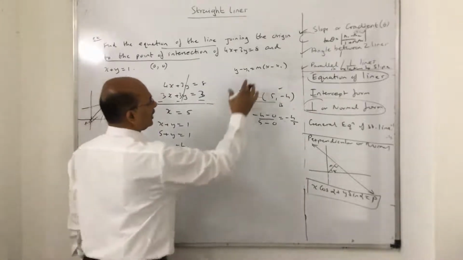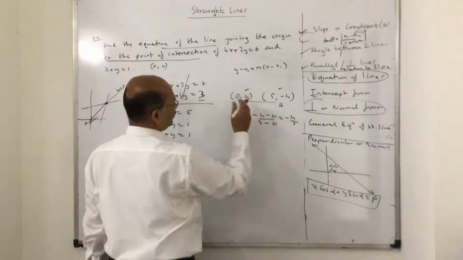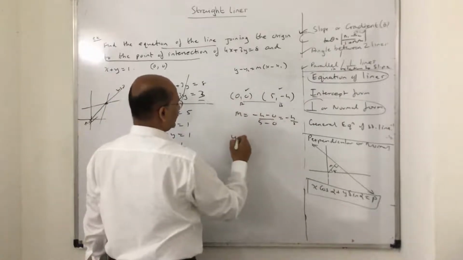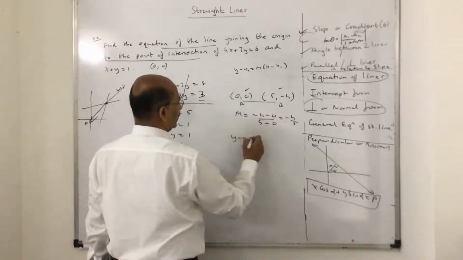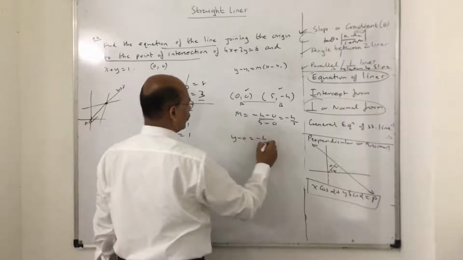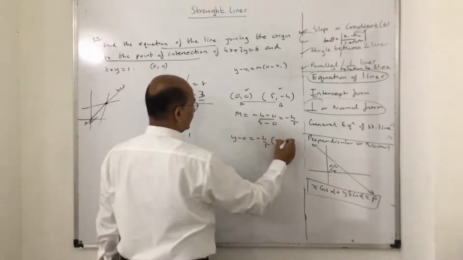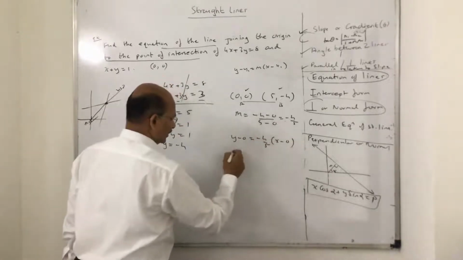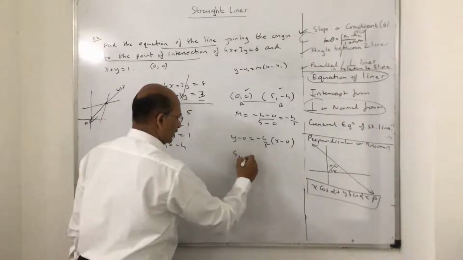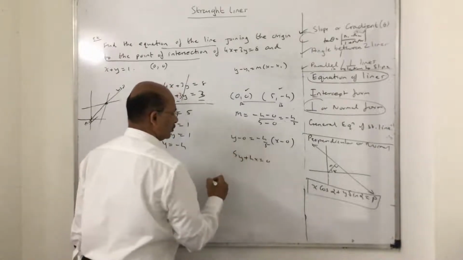So what will happen now? I put this value now. So any point, I think this is better. y minus 0 is equal to minus 4 by 5 into x minus 0. So let me just test this out. So 5y plus 4x equal to 0.